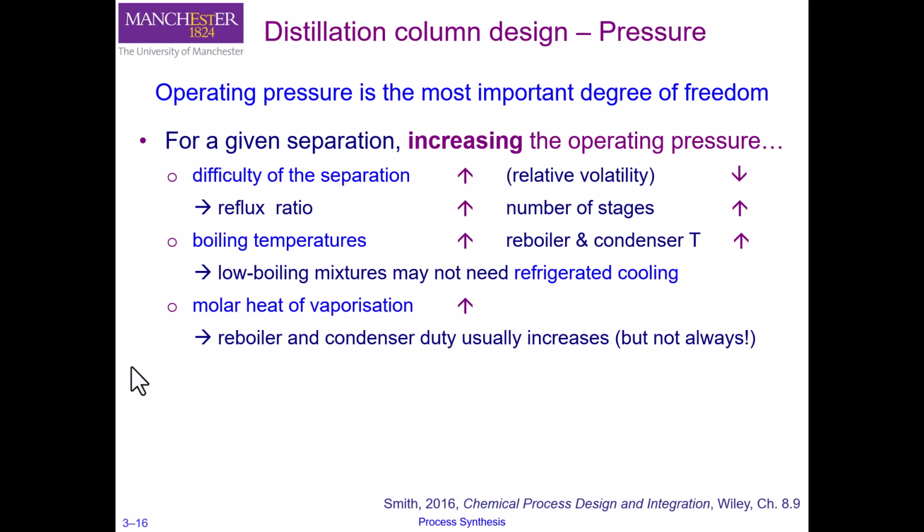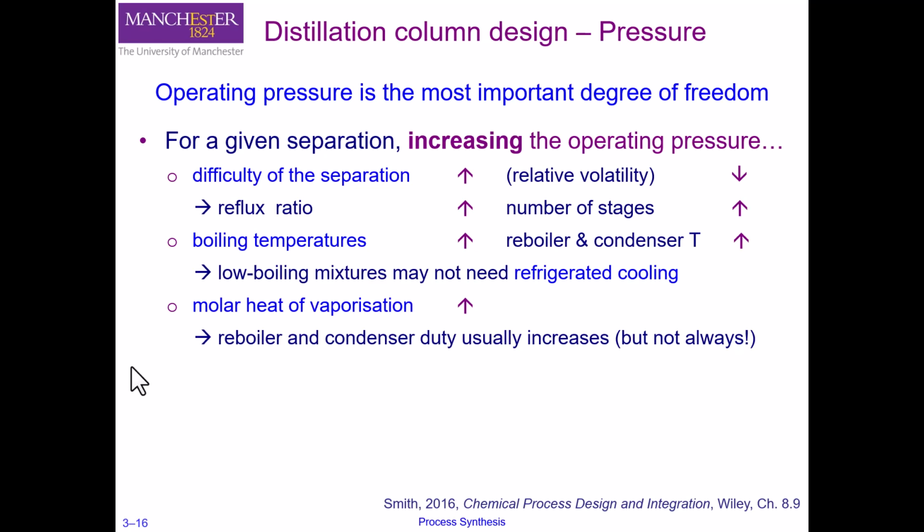Firstly, the separation becomes harder. This is evident from the decrease in relative volatility. And as a result of the lower volatility difference, the minimum reflux ratio and the number of stages also increase. Obviously, by reducing the relative volatility between components, the separation becomes harder, and now you need a taller column or a much heavier reflux flow to separate them.